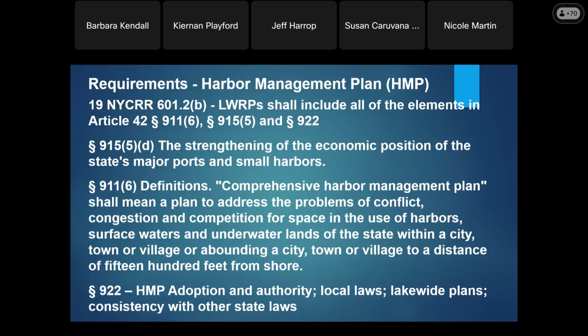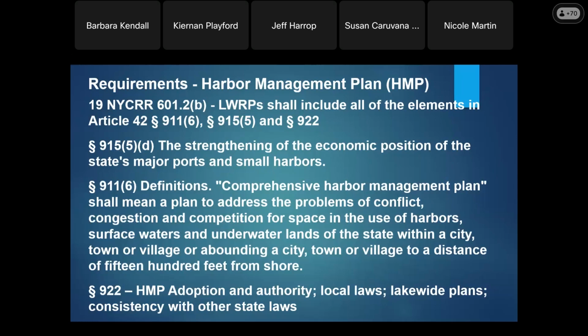The other reason that we need to include harbor and waterfront ports in the inventory analysis is one of the 915.5 requirements, number D, the strengthening of the economic position of the state's major ports and small harbors. So that's one of those requirements that our attorneys will be looking at to see if it's discussed in your LWRP.